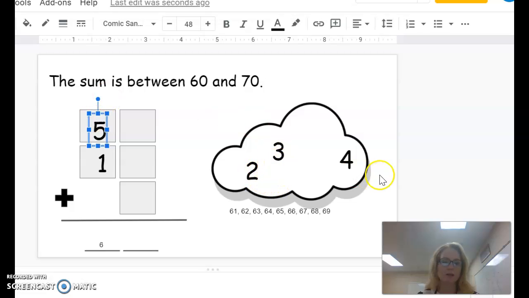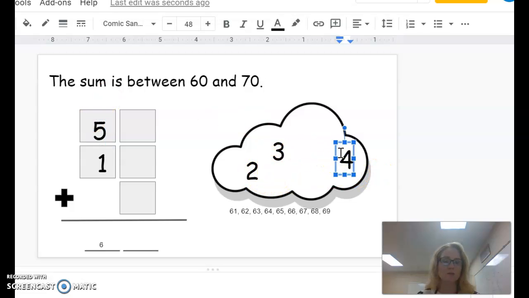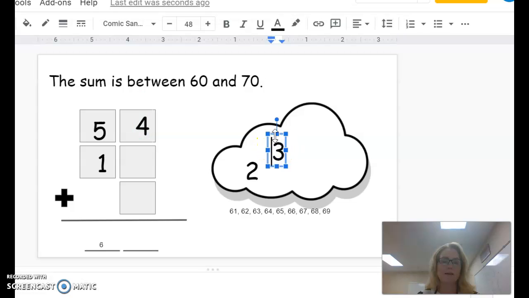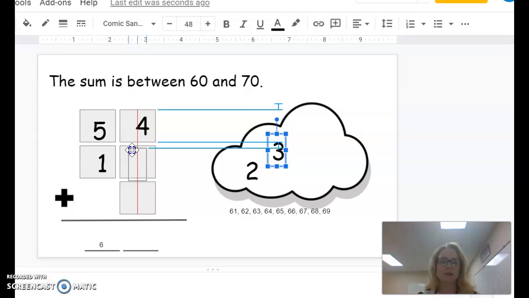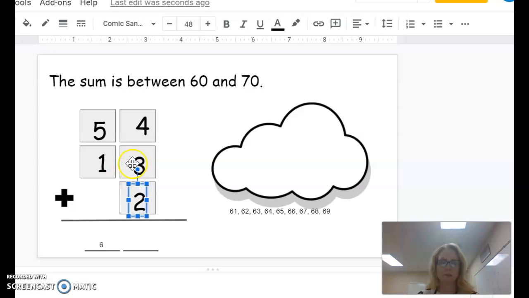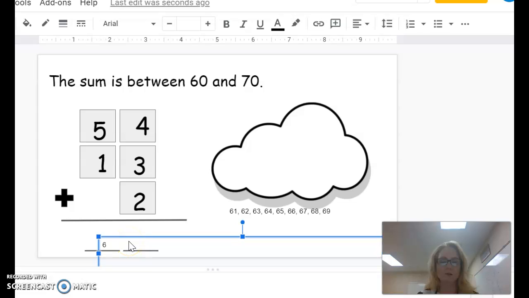So now we have a 2, 3, and a 4. So if we take our 4 and put it here, and we take our 3 and put it here, because this is all we have left. So we have to add 4 plus 3 plus 2. So if we add 4 plus 3, that's 7. And then we add 2 more, we come up with a 9.